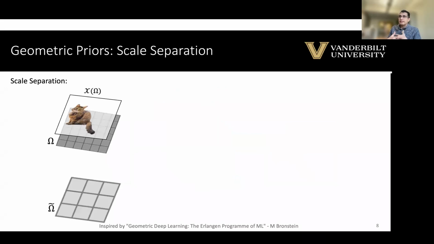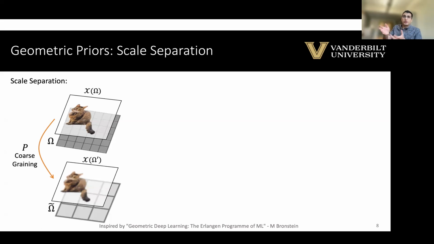And then the last part of the geometric priors that we commonly use in deep learning is the notion of scale separation. Okay, so in scale separation, we can consider a multi-scale hierarchy of domains. So here we have omega as our fine resolution domain, and we have omega tilde as our coarse version of the domain, or coarse resolution domain. And then we can define the corresponding low resolution, or coarse-grained, version of our signal there.